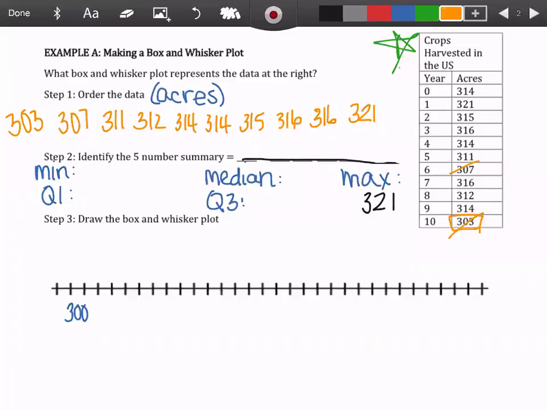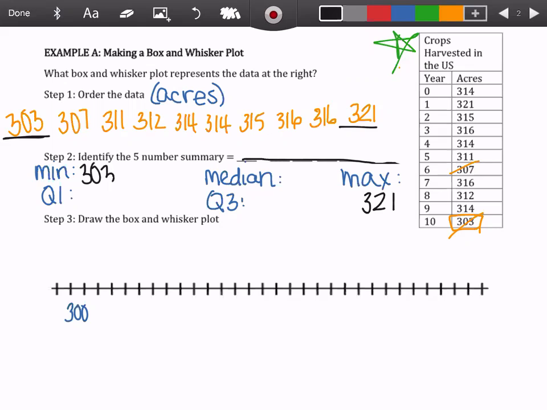Okay, I went ahead and ordered these numbers from least to greatest. If you were doing the same, your numbers should look like my data set does here. The next step in making a box and whisker plot is to find the 5-number summary. We need to find the min, quartile 1, median, quartile 3, and then the max. The max was coincidentally already written here, 321. That's the biggest number. And the min, we can find by looking at the smallest number.